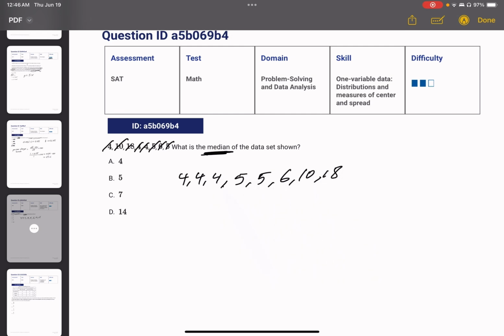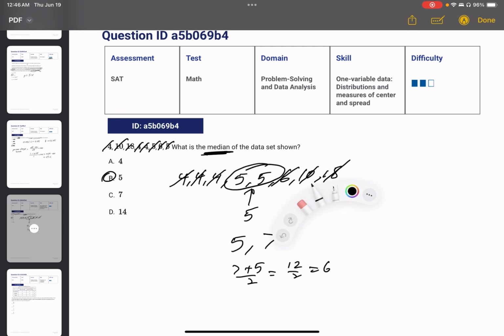We have 8 numbers, so it's going to be the average of the middle two. That's always the deal when it's an even number. Easiest way to do it is just cross each side. You're left with these two in the middle, and it's always the average of these two. So the average of 5 and 5 is just 5. Let's say it was like 5 and 7. The average of that would just be 7 plus 5 divided by 2. 12 divided by 2, just 6. So just depending on what you get, be ready to handle that.